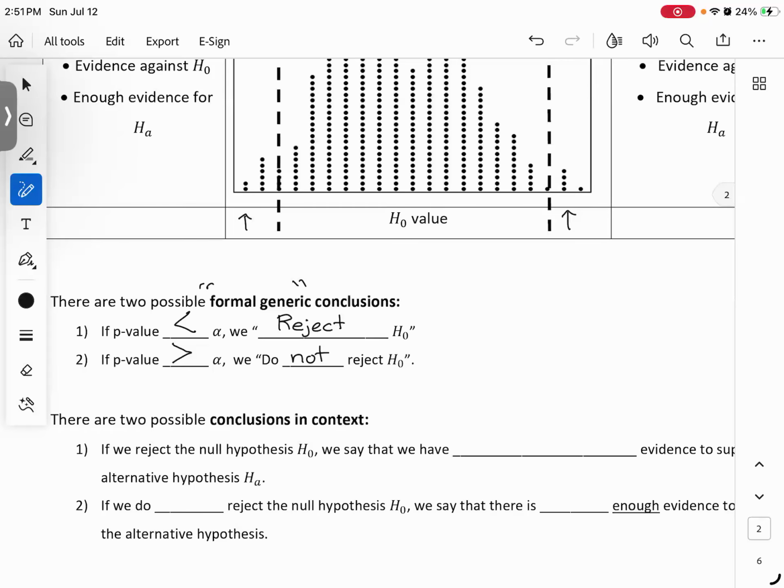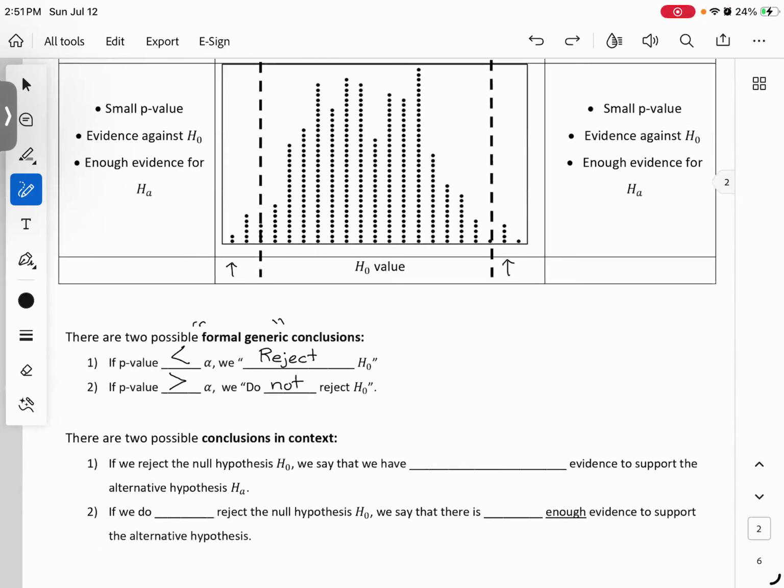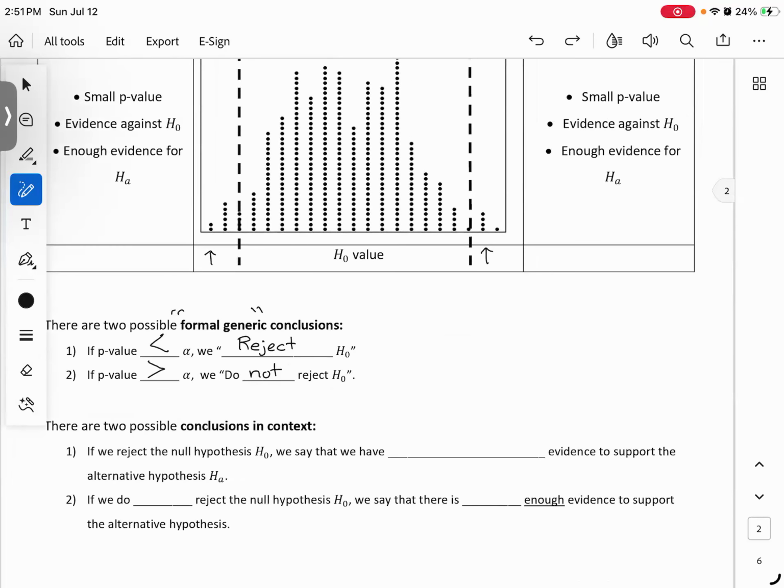We're not giving up on the alternative, but we're never ever going to say that the null hypothesis, oh, let's go and accept that it's true. No, no, no, no, no. So by saying do not reject the null hypothesis, that is not the same thing as saying that we should accept it. I'm going to write it. No, that's not what that means.